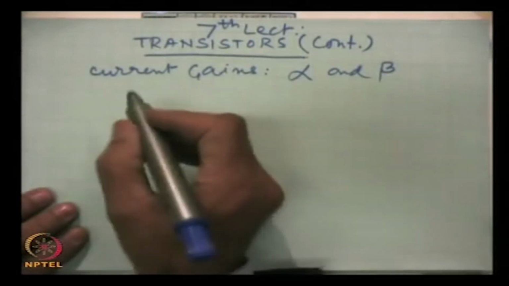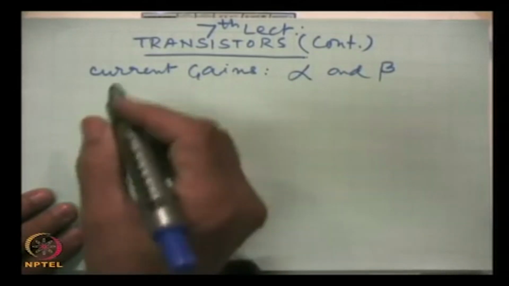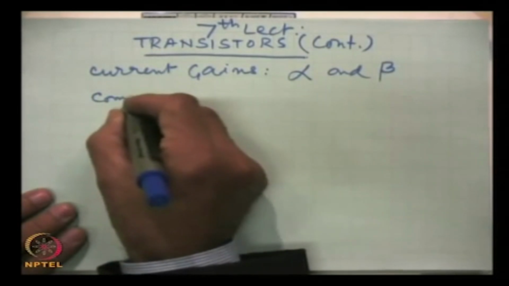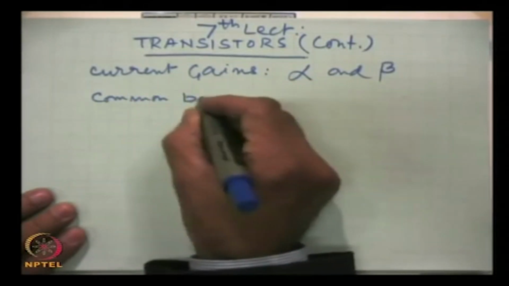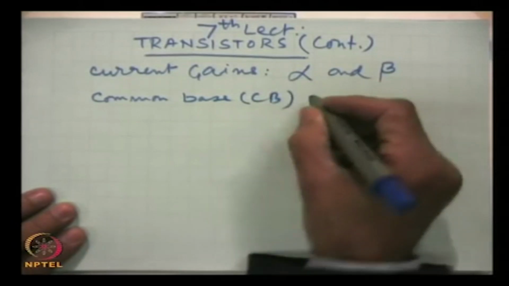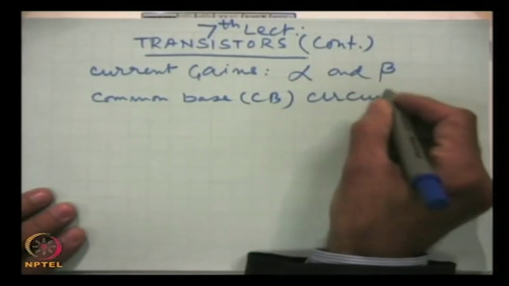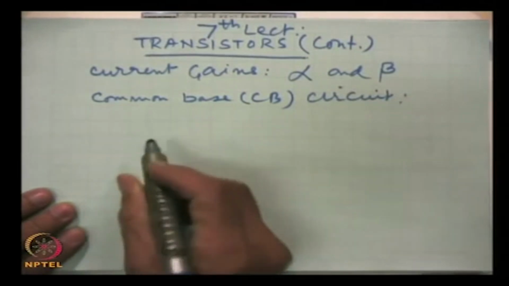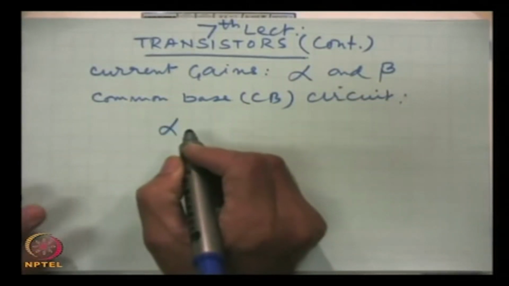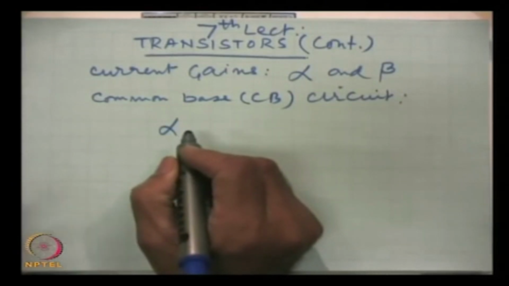Let us continue our discussion on transistor, and now we take the two current gains which we often encounter with the transistors. The one is called alpha. Alpha is the current gain which is observed in common base circuit, and this is defined because at present we are considering the DC signals.